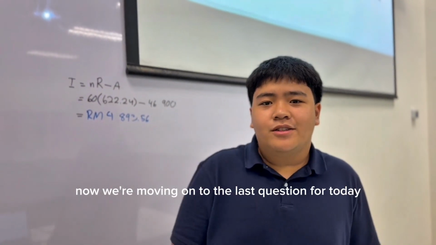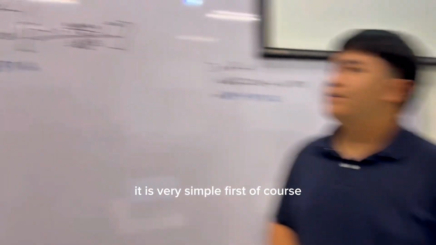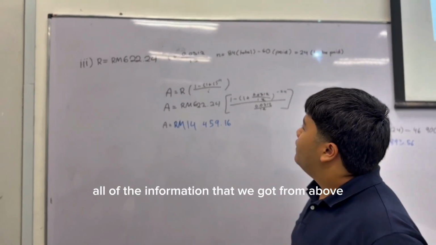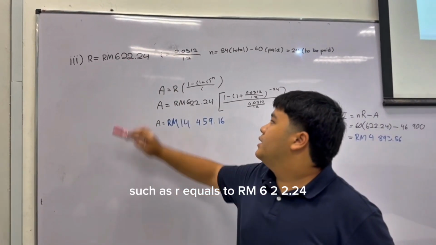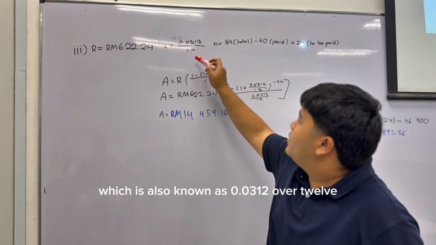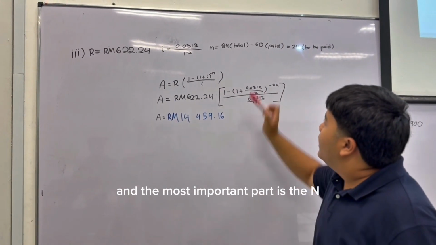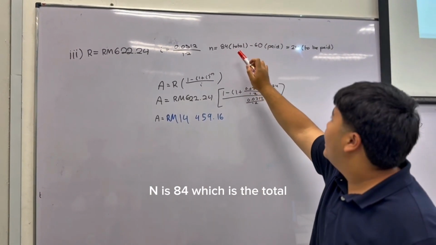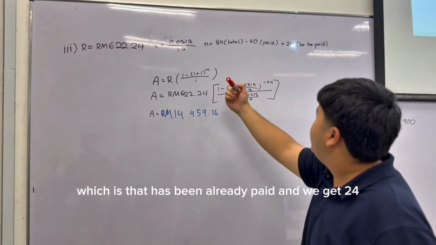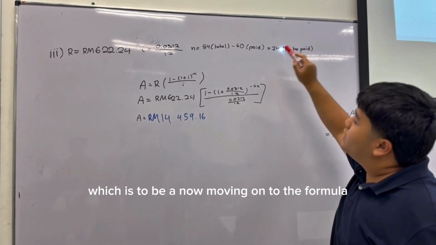Alright, now we're moving on to the last question for today. Now, how do we want to solve it? It is very simple. First, of course, we have to collect all of the information that we got from above, such as R equals RM 622.24, i equals K over M, which is 0.0312 over 12, and the most important part is the n. n is 84, which is the total, and we minus 60, which has already been paid, and we get 24, which is what we are going to search for, which is to be paid.